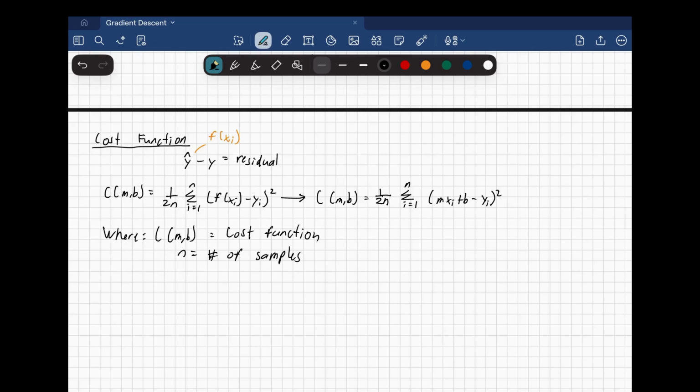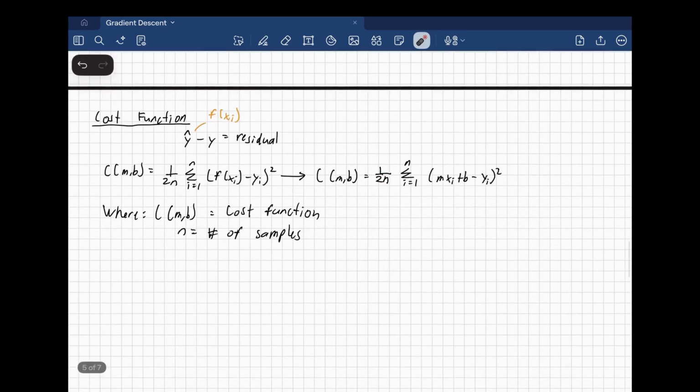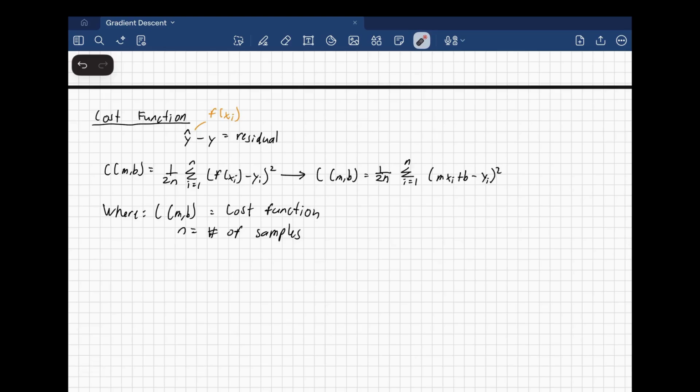Now, let's break this down. So, why square the error? You might be wondering why there is a 2 right here. In some books you won't see this value of 2, but this is purely for mathematical convenience because I will be deriving this cost function later. So, why square the error? So that negative and positive errors won't cancel, and so that larger mistakes are penalized more heavily.